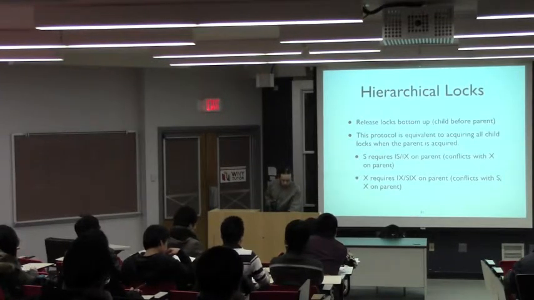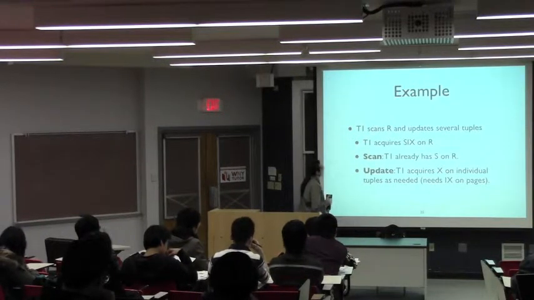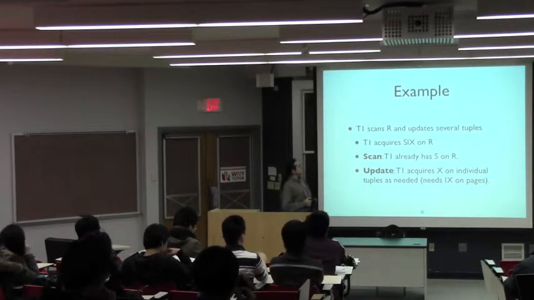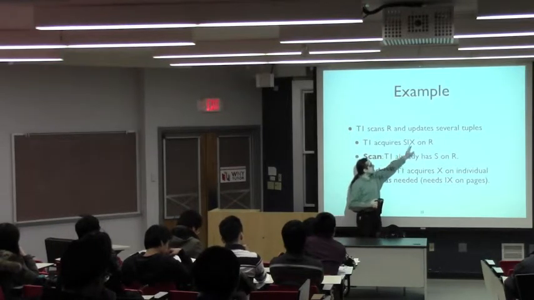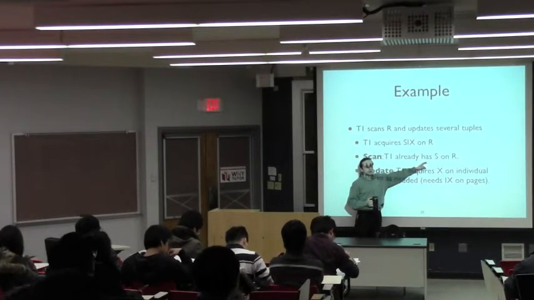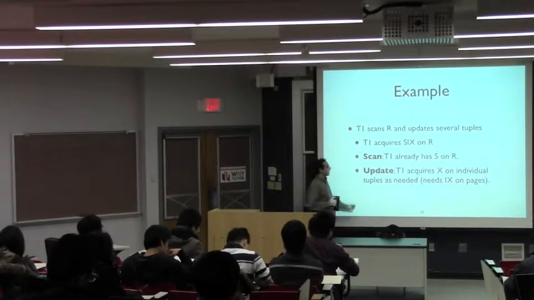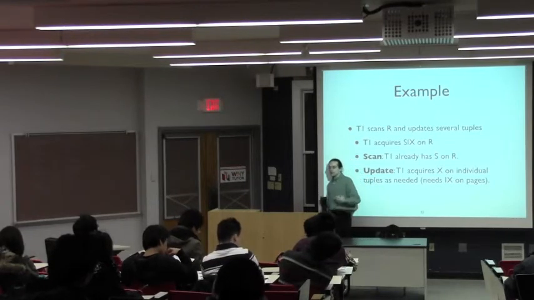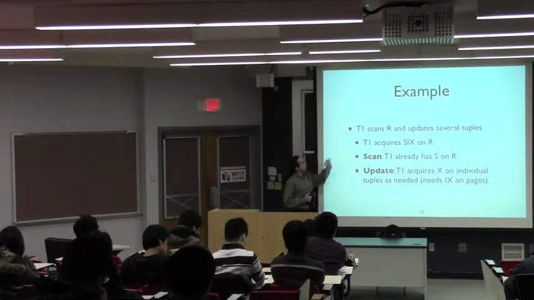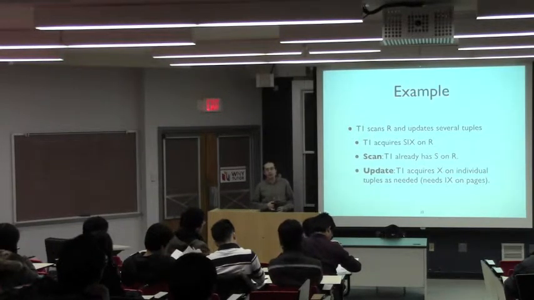So let's go through a couple of examples of how this actually gets used. Let's say transaction T1 wants to scan a relation R and modify several tuples. What it would do is first acquire one of these shared with intent to exclude locks on R. That allows it to scan all of the rows of R because it has a shared lock on the entire thing. And when it needs to update an individual row in R, it can acquire an exclusive lock on the individual tuples as necessary. And that in turn means it needs an IX on the parent, which it has. If you use the full hierarchy, that also means you need an IX on the individual pages as well.